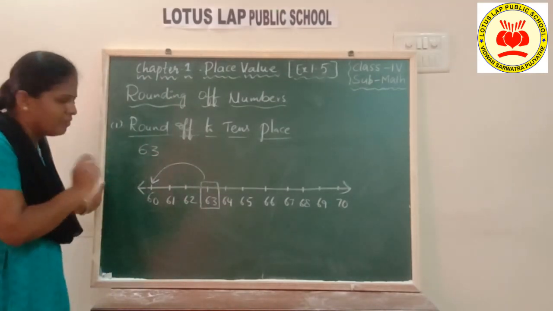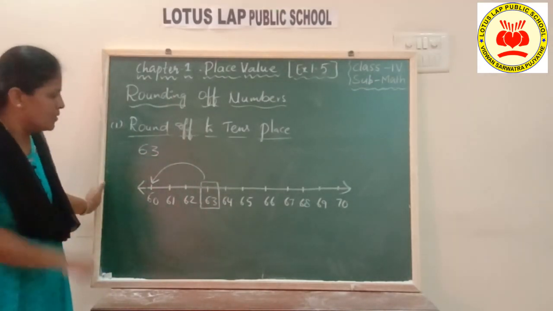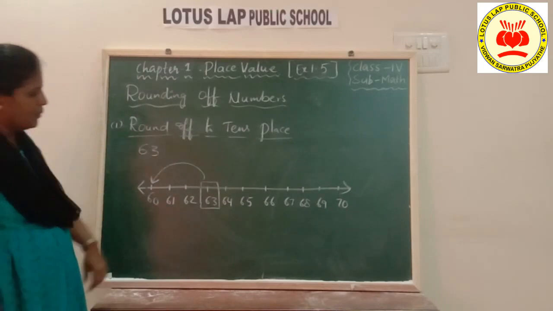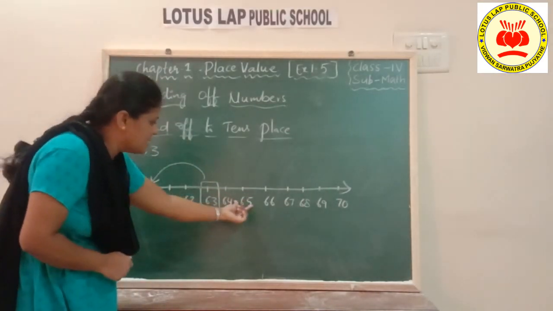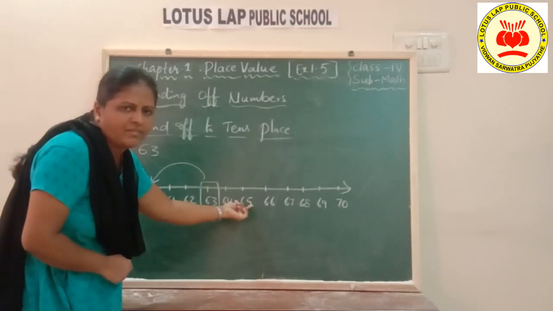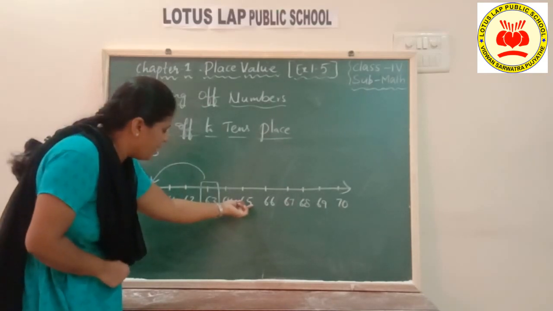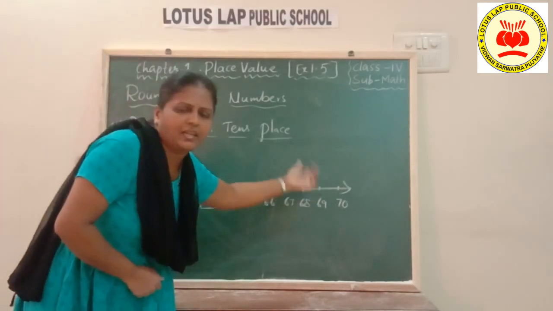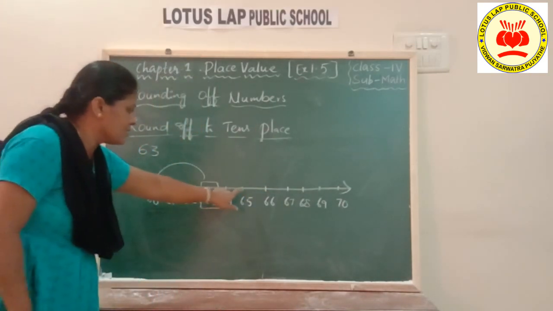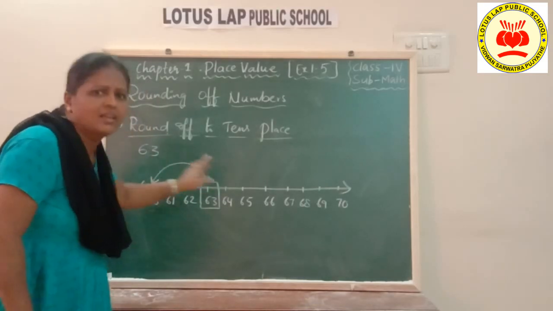So this is how you have to round it up. Suppose the number is not 63 but 65. 65 is the given number. Now 65 is exactly in the middle of 60 and 70. Then where should I round it off? Should I round it off to 60 or 70?